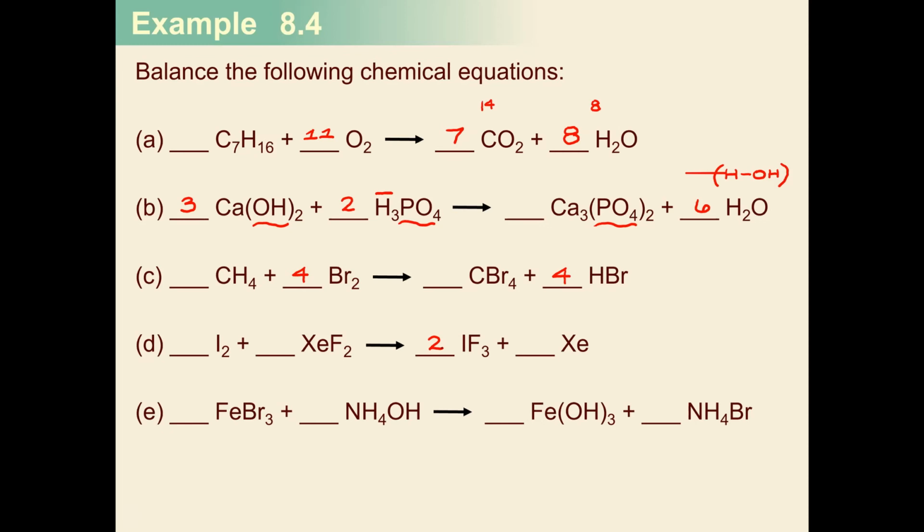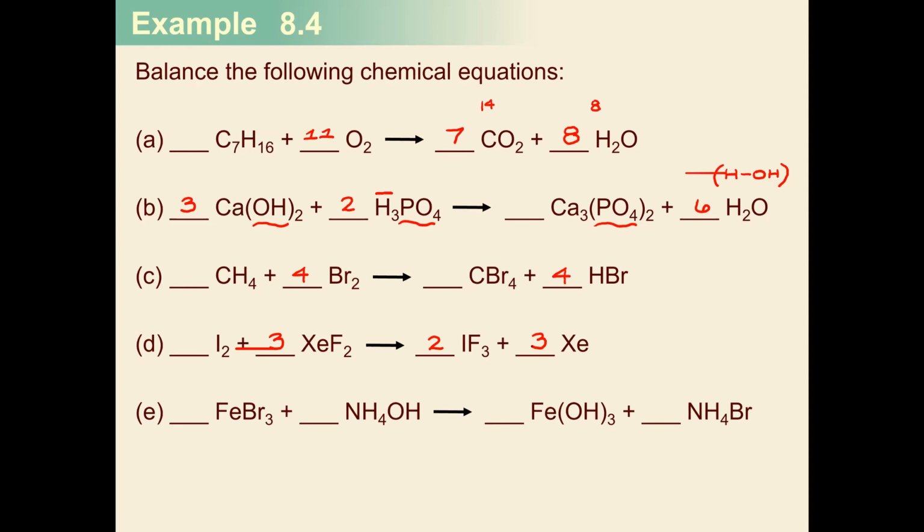Now that means that I have a total of 6 fluorines. So that means that I have to put a 3 in front of my xenon difluoride. Well, now that means I have 3 xenons. So that means that I have to put a 3 on the other side. So as you can see in my balancing of chemical equations, I will typically alternate side from one to the other. What you do to one side may affect the other.